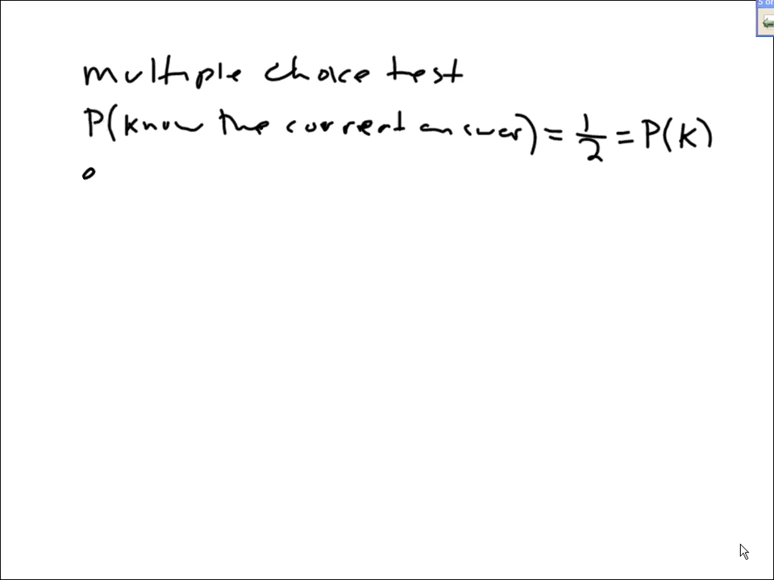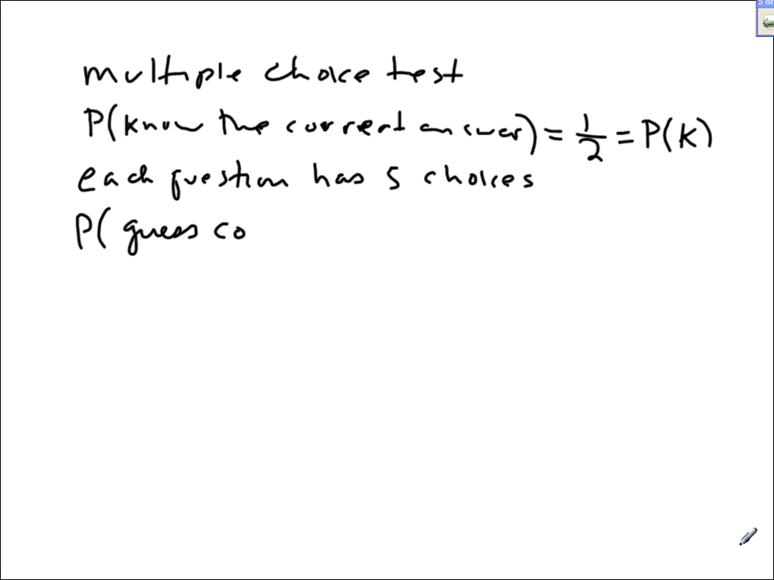And each question has 5 choices. So the probability that you guess correctly will be 1 out of 5. We'll call this P of G, the probability that you guess.